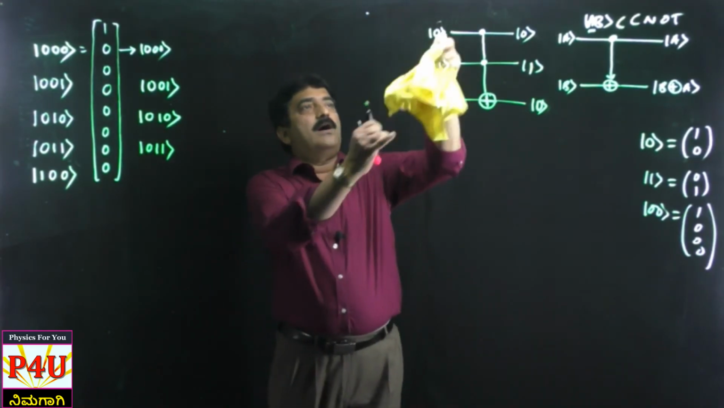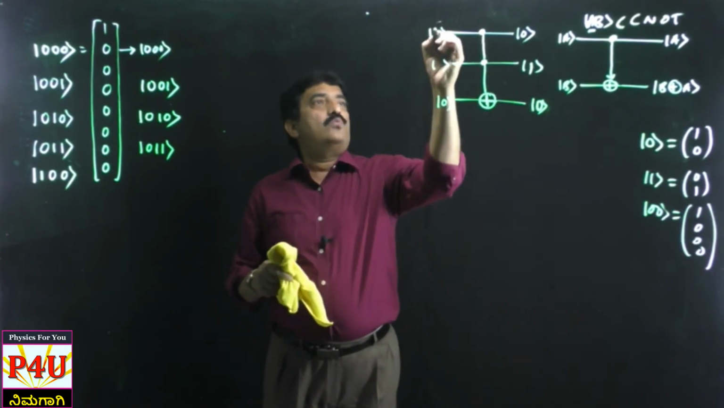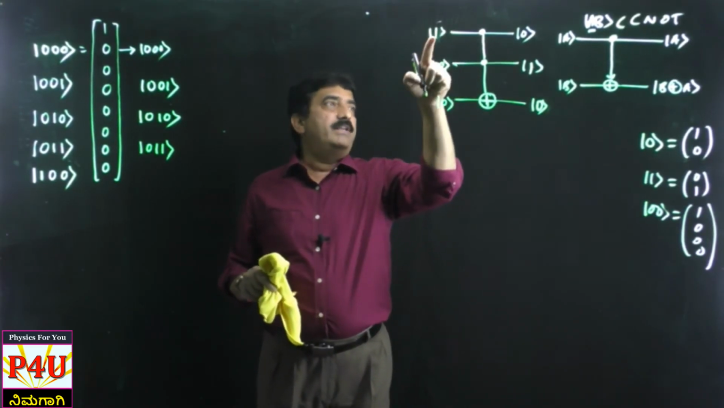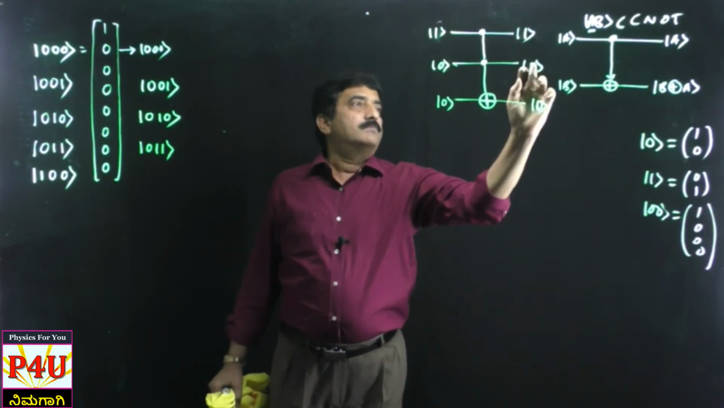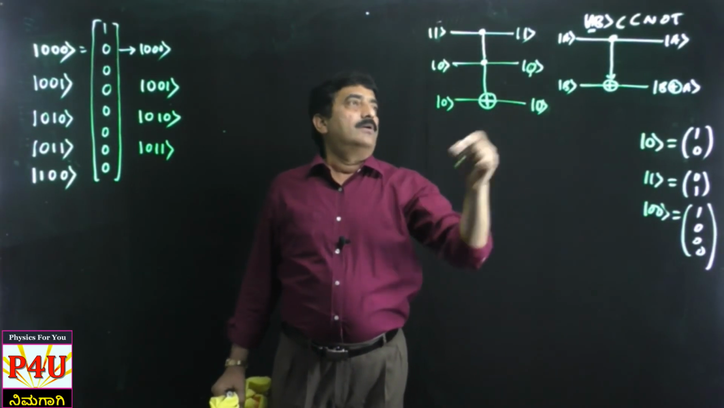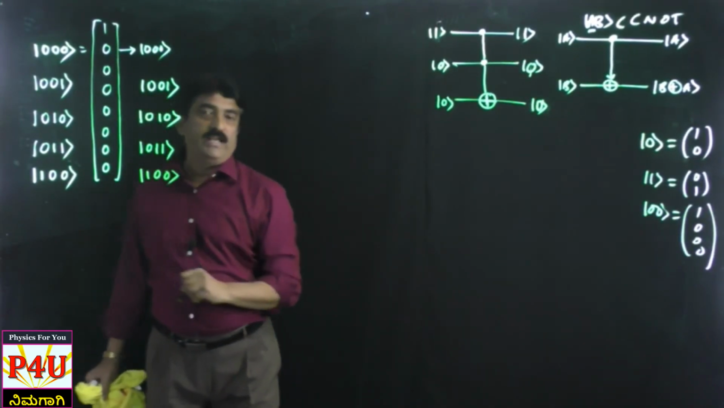This is ready now, this is ready, but this is not ready. This is 1, this is 0. Anyway, this is ready, but it is not ready. Therefore, it comes out without any problem. So that means this remains as 1 0 0 only.